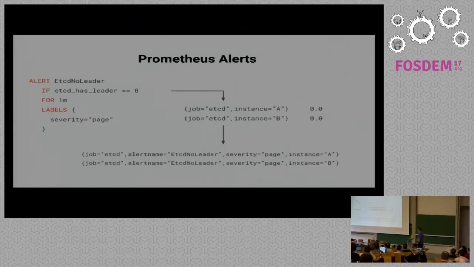That's super straightforward. We just say etcd has leader equals 0. And if that condition is true for 1 minute, then you send out an alert. And you attach the label page, which is later used downstream in your routing system to define how to notify about a certain alert. Yeah, and the alert in the end is also just a label set, as we can see here.